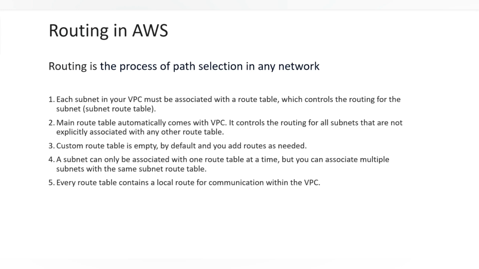Hi and welcome. In this chapter, we will see what is routing and how routing works in AWS. So, by definition, routing is nothing but the process of path selection in any network. It means if you want to send your traffic from one source to another destination, there is a path.